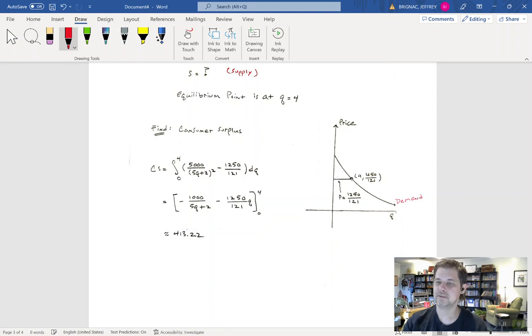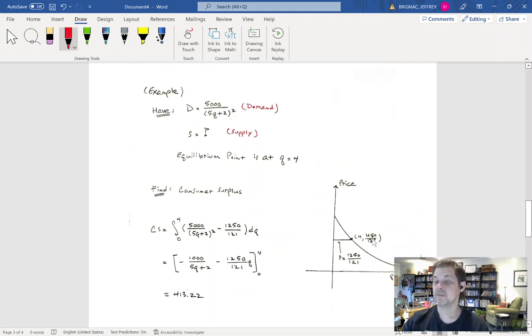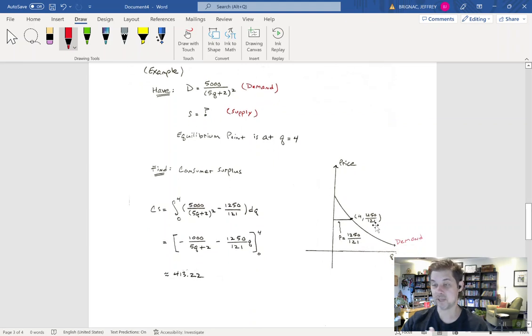This curve that slopes downward like that. I don't know what the supply curve is, but somewhere they meet each other, and that happens to be this point where it has a Q value of 4, okay? Now notice I've got this other value, 1250 over 121. Well, that's the second coordinate, the y coordinate, so to speak, that you get from Q is equal to 4.